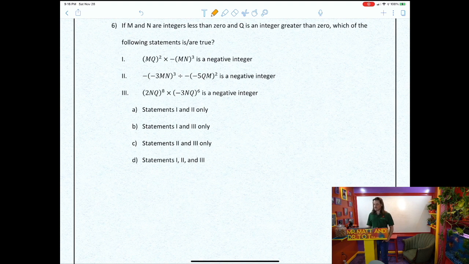Statement 2 says negative 1 times the quantity negative 3 times m times n quantity cubed divided by the quantity negative 1 times the quantity negative 5 times q times m quantity squared is a negative integer. And statement 3, we have the quantity 2 times n times q, quantity raised to the 8th power, times the quantity negative 3 times n times q, quantity raised to the 6th power is a negative integer. So please take a few moments and solve that problem.